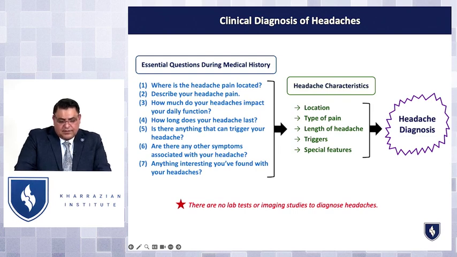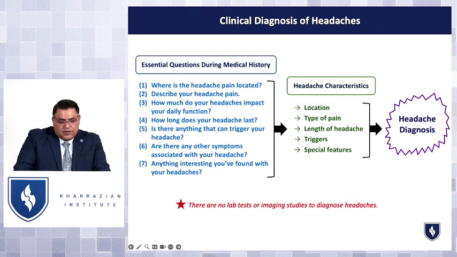Now, a really important concept is there are no lab tests or imaging studies to diagnose headaches, right? Now, you can see white matter lesions with migraine, but there are lots of white matter lesions that can occur with other types of inflammatory conditions of the brain. So it's not specific for it. And most people that have migraines in the early stages will never have any findings on an MRI. So migraines and all types of headaches are basically based on your ability to identify characteristics from their history and then come up with a diagnosis, okay?